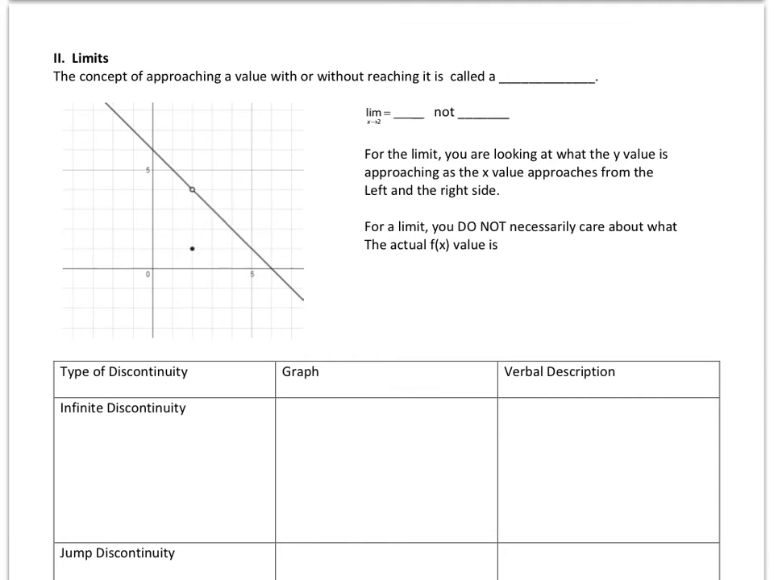Okay, next we're going to look at, we kind of just talked about limits a little bit. The concept of approaching a value with or without reaching it is called a limit. This is the limit notation: limit as x approaches 2. Here's my x value of 2. As I'm approaching 2 from the left, I'm getting closer to 4. As I'm approaching from the right side of my graph, I'm also approaching 4. So my limit is 4, okay?